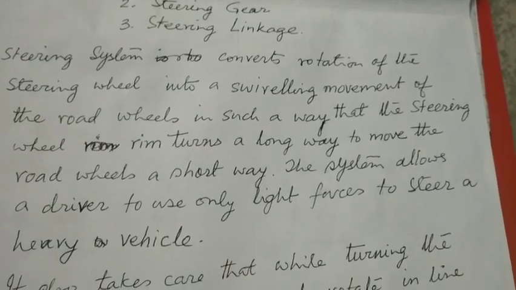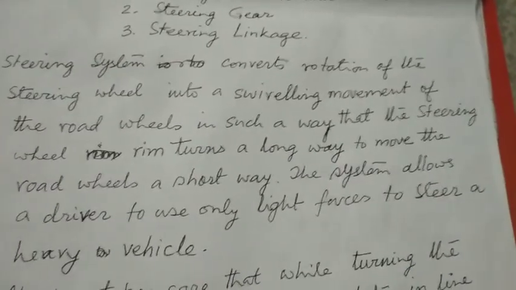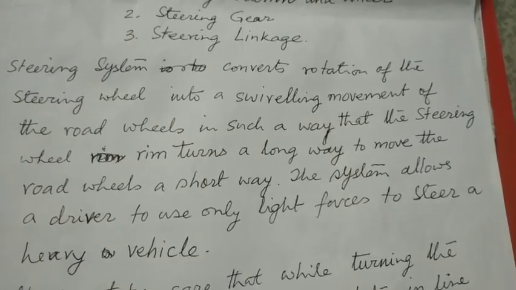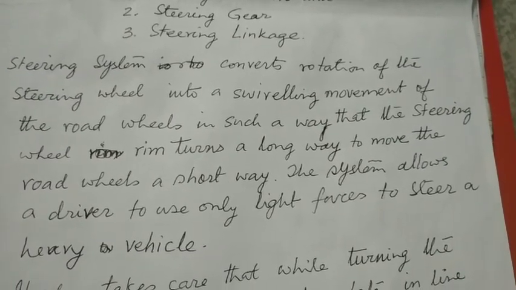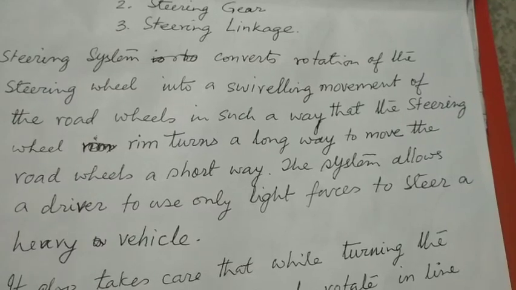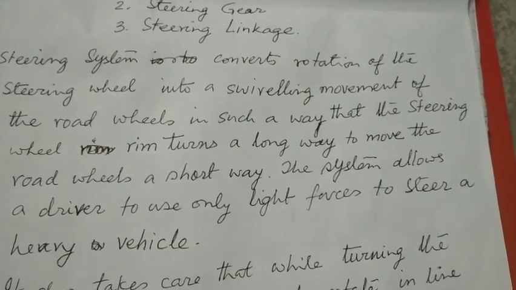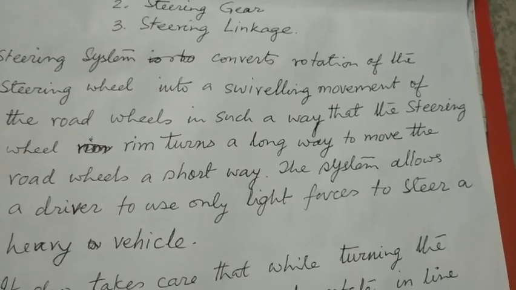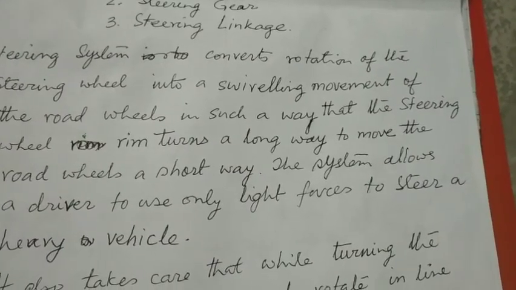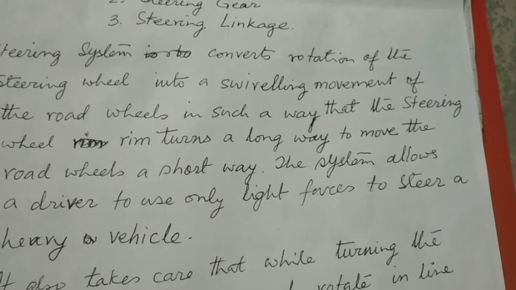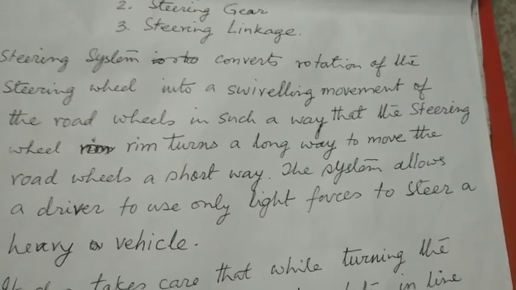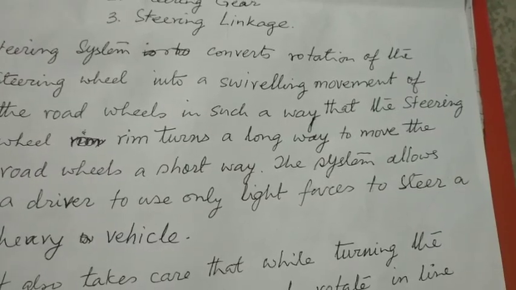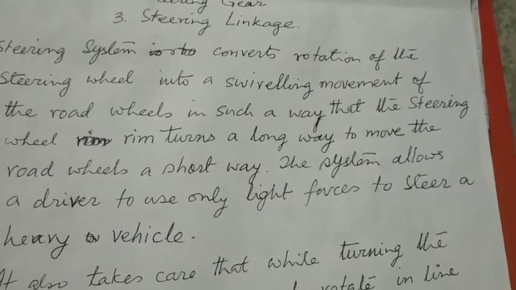Looking at the definition of the steering system, it converts rotation of the steering wheel into a swivelling movement of the road wheels in such a way that the steering wheel rim turns a long way to move the road wheels a short way. The system allows a driver to use only light effort or light force to steer a heavy vehicle.